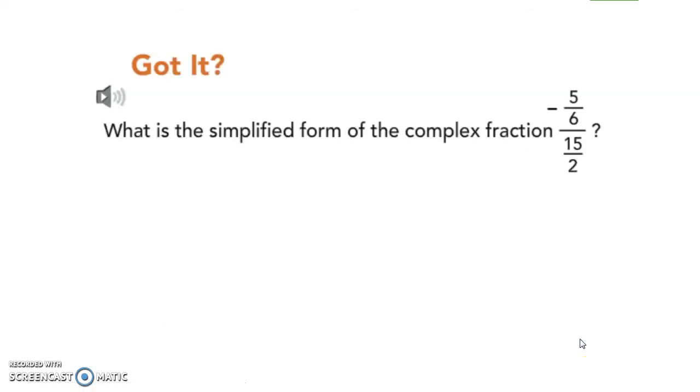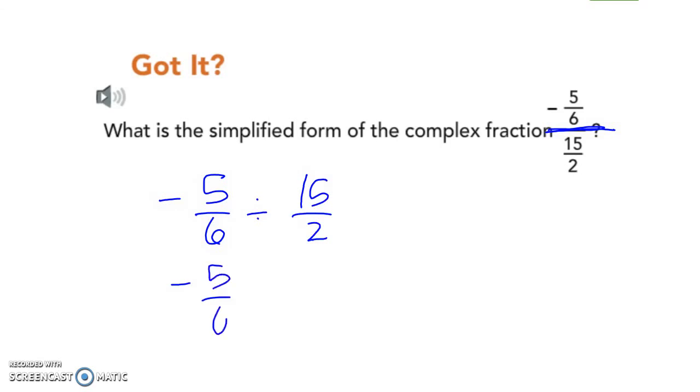Let's try one. Negative 5/6 divided by 15 over 2. We see our main fraction bar here. That's what separates negative 5/6 divided by 15 over 2. And then we multiply by the reciprocal. And then can we cross cancel? Yes, we can.